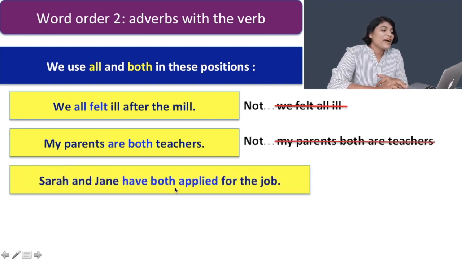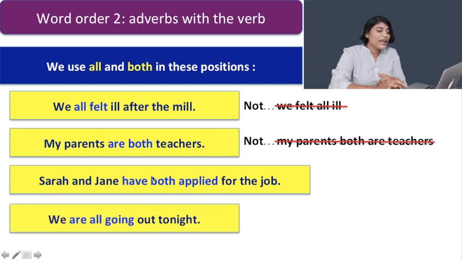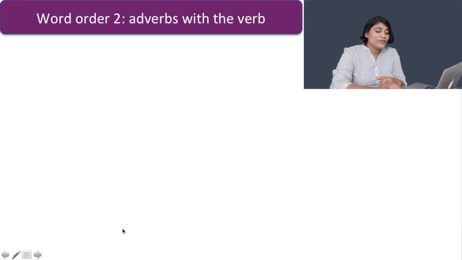And Sharon and Jane have both applied for the job. Here also you find that after the first verb have, you use both. And we are all going out tonight. This is another interesting example, because sometimes we say we all going out, but this is not the correct choice.